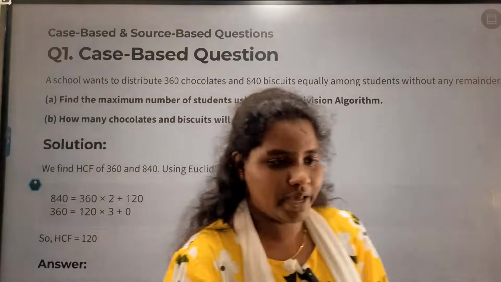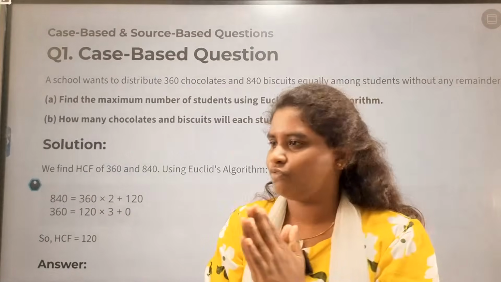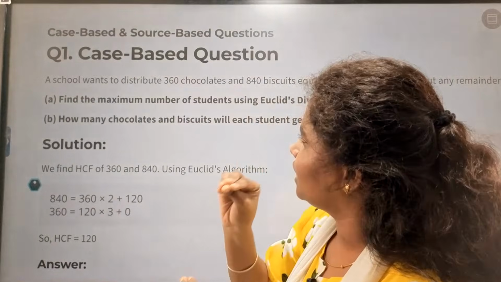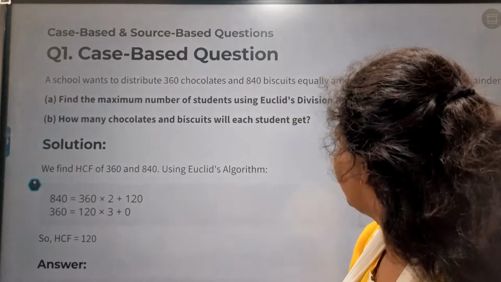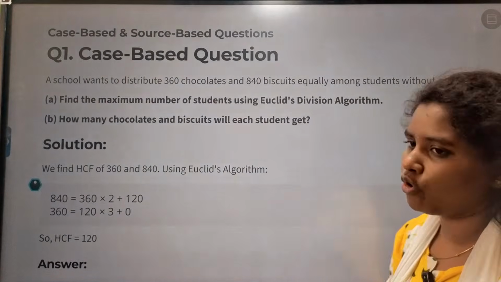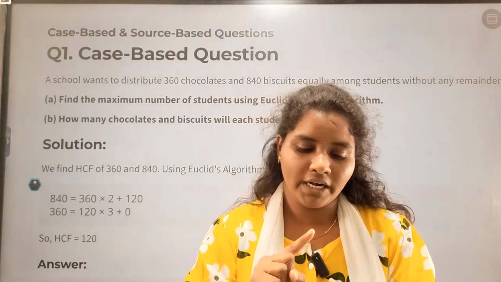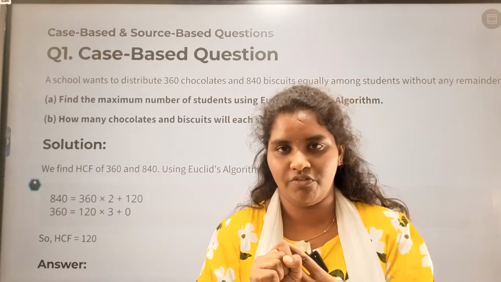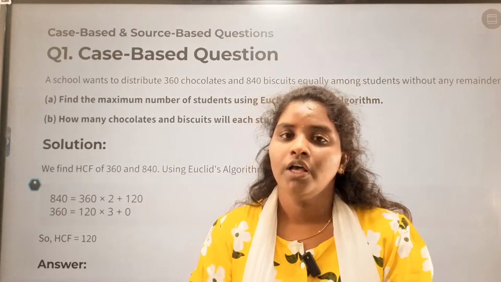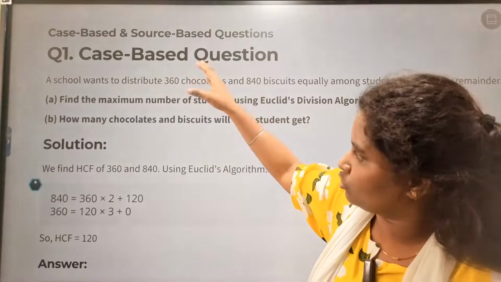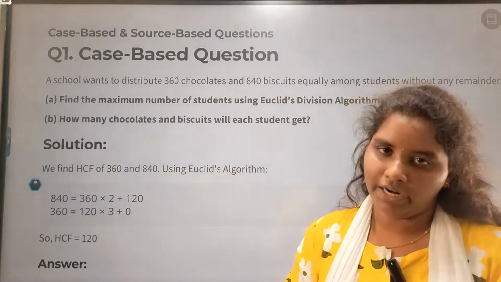In a case based question, we have the theory part, that is the paragraph. So the first question is: a school wants to distribute 360 chocolates and 840 biscuits equally among students without any remainder. Under real numbers, we know only the LCM value and HCF value, right? So how to find LCM and how to find HCF. In a case based question, we get the statement and we have to find the LCM and HCF.